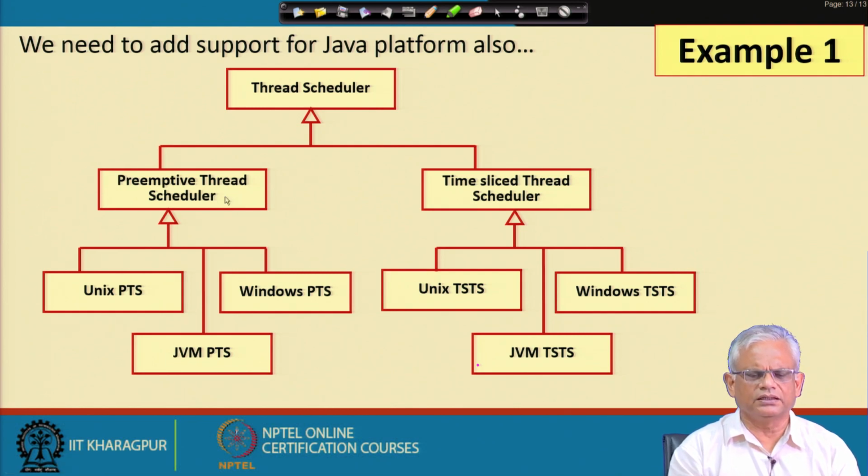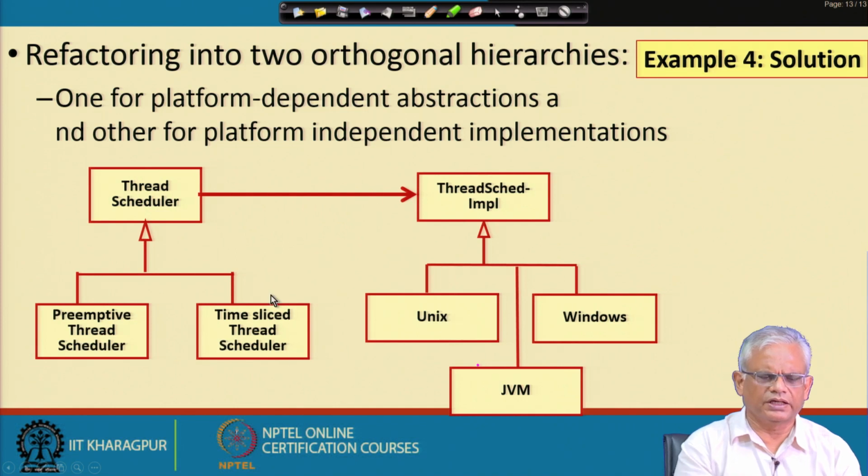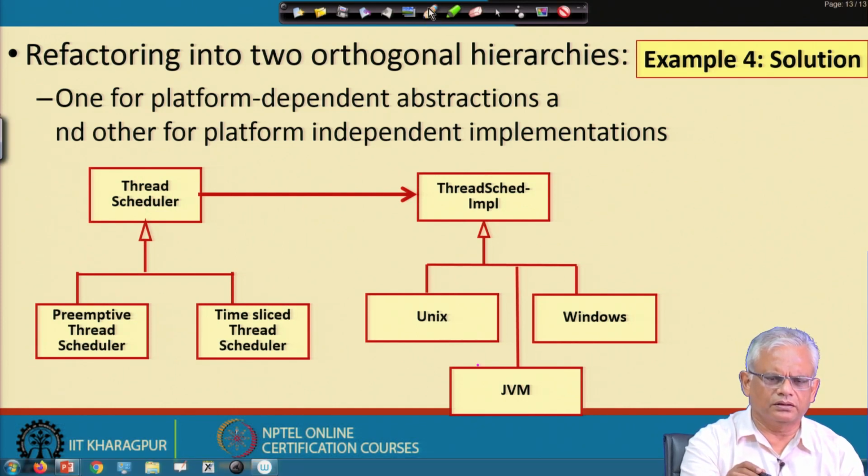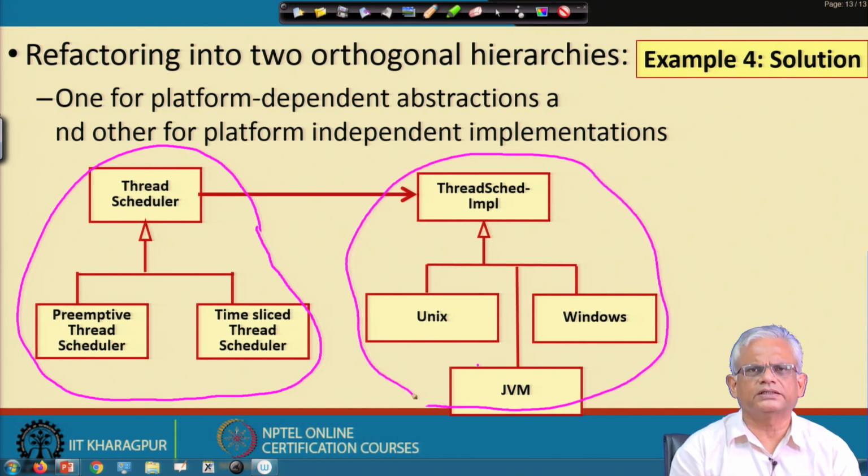But then their implementation is different on different platforms. For example, Unix, Windows, JVM. So, these are the implementation domain and this is the abstraction domain. If we separate that out, we have the abstraction hierarchy on the left side and the implementation hierarchy on the right side.